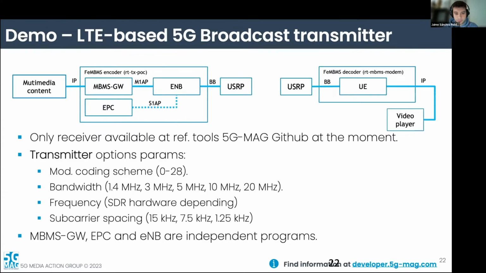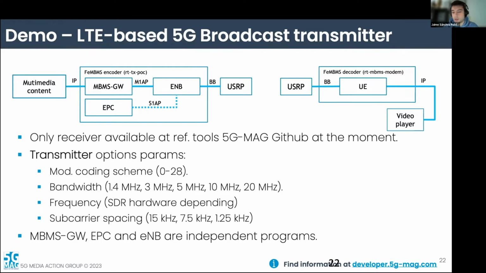Here we have a diagram of the transmitter on the left side and the receiver on the right side, the two software implementations that I used in the demo to show the 5G broadcast transmission. Only the receiver is available at the moment in the 5G-MAG GitHub. This is because the transmitter is just a proof of concept and there is no support from the developers of the 5G-MAG. We can change different parameters and options on the transmitter.